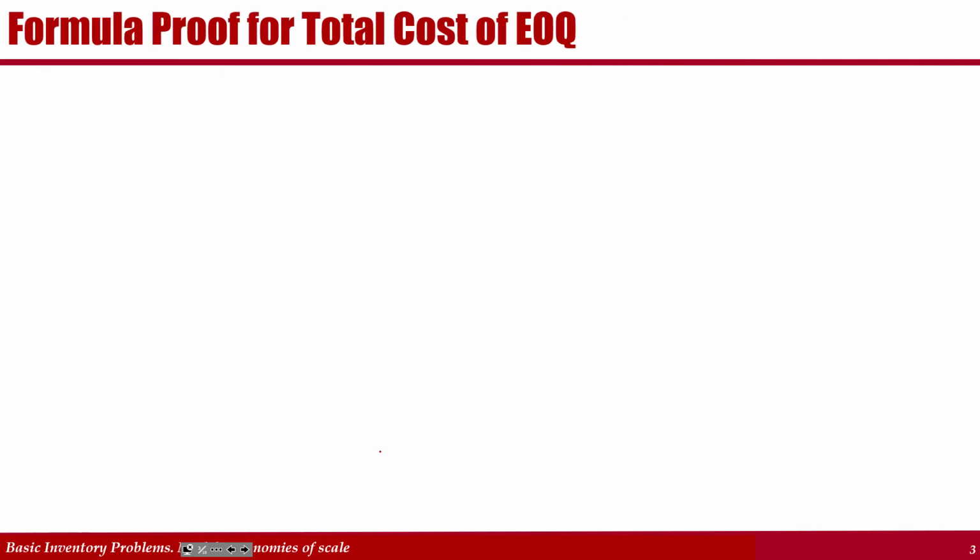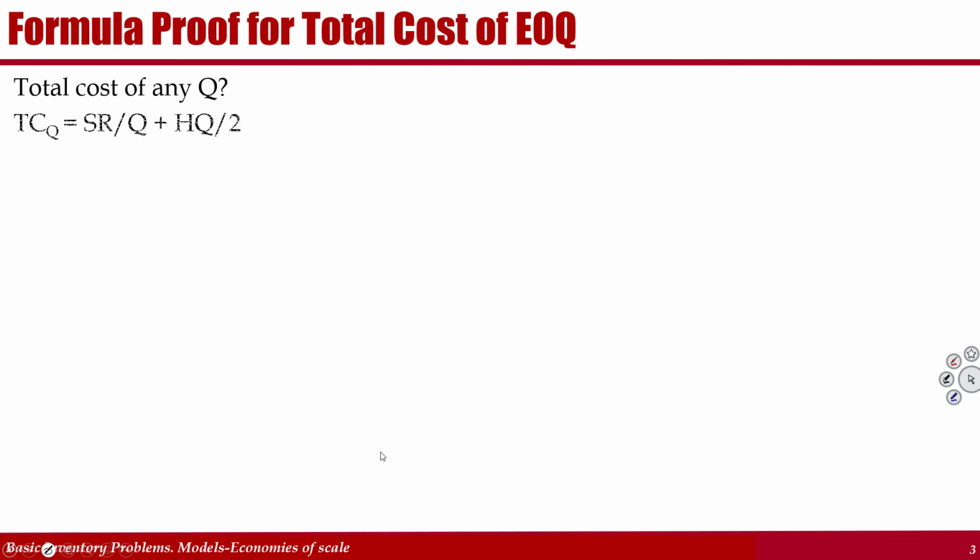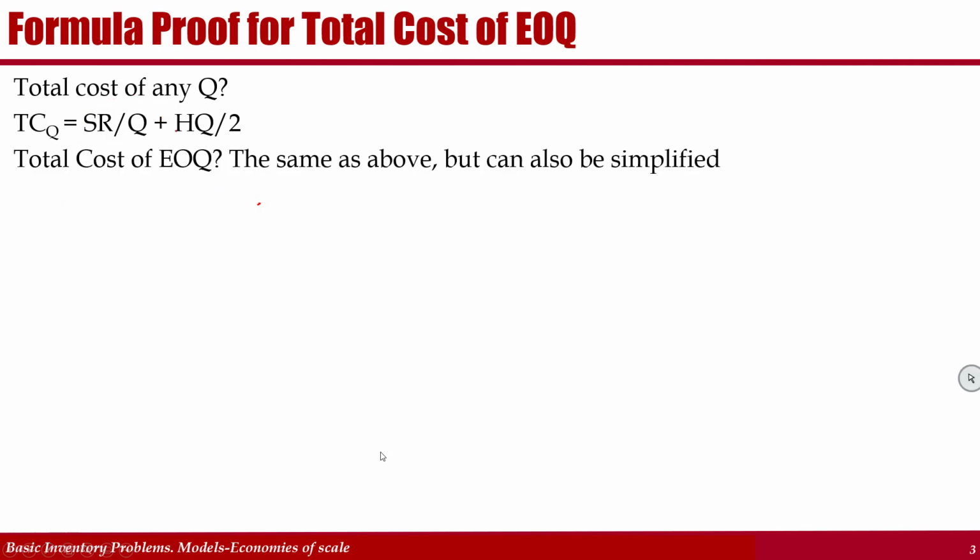In this lecture, I am touching a couple of different topics. What is total cost of Q? Total cost of Q is my ordering cost, demand divided by what I order, times cost of each order, plus carrying cost, which is average inventory multiplied by cost of carrying 1 unit of inventory for 1 year. This is also total cost of EOQ, but we can simplify it.